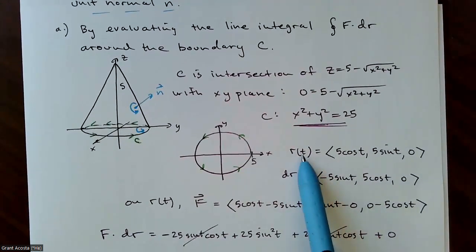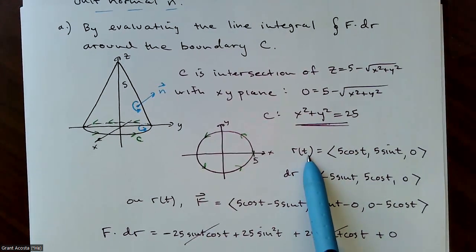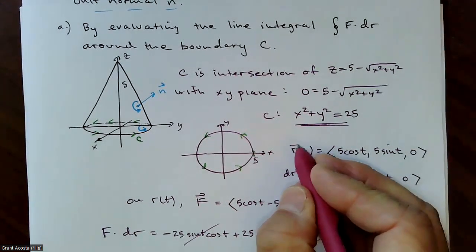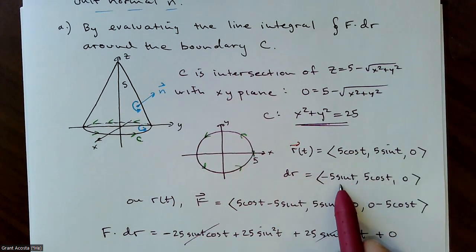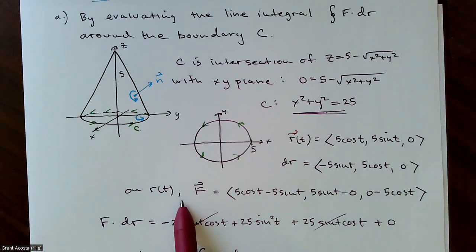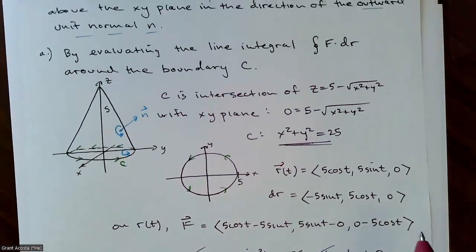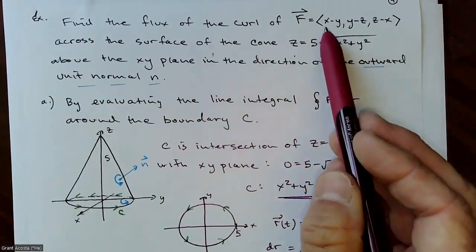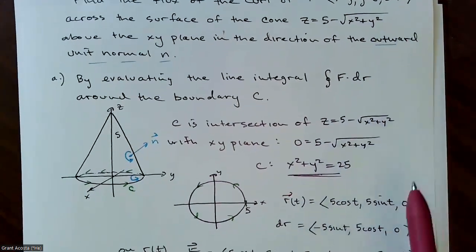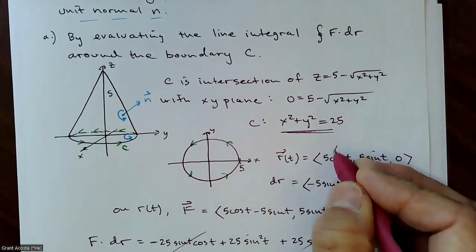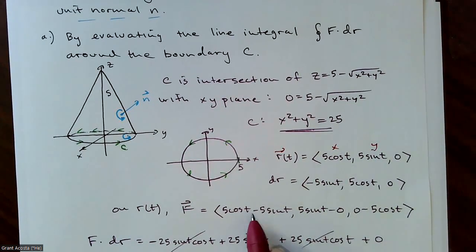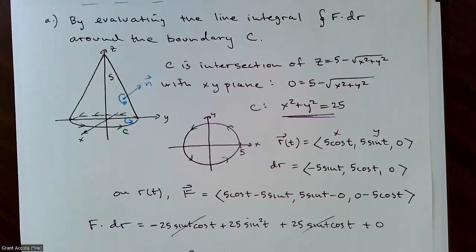So if I want to do the line integral, I can parameterize my circle. r of t is 5 cosine t, 5 sine t. I need dr, just the derivatives. And on r of t, my vector field, which was given up at the top, x minus y, y minus z, z minus x. So all I've done here is, if this is x and this is y, x minus y, y minus z, and z minus x gives me that for F.